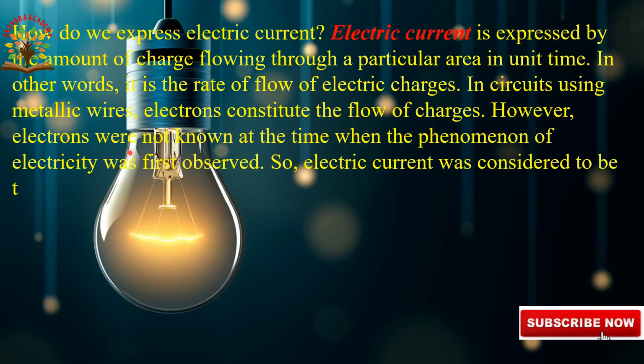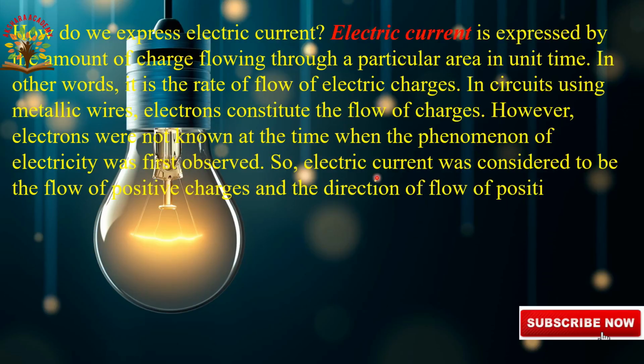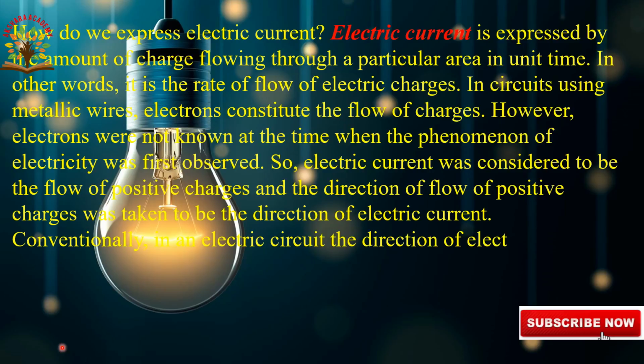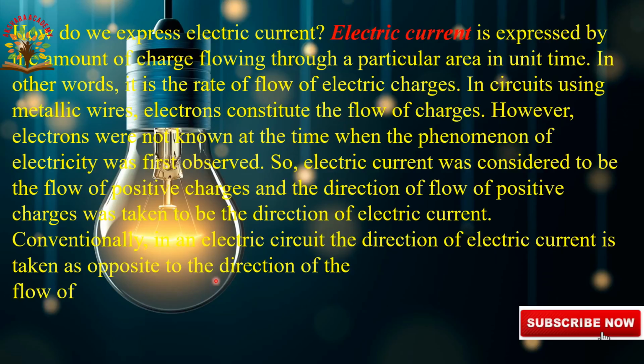Electrons were not known at the time when the phenomenon of electricity was first observed. So electric current was considered to be the flow of positive charges, and the direction of flow of positive charges was taken to be the direction of electric current. Conventionally, in an electric circuit, the direction of electric current is taken as opposite to the direction of flow of electrons, which are negative charges. Okay, so what is electric current? Electric current is expressed by the amount of charge flowing through a particular area in unit time.